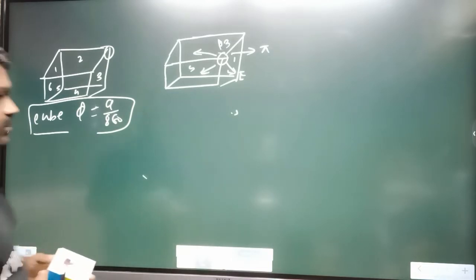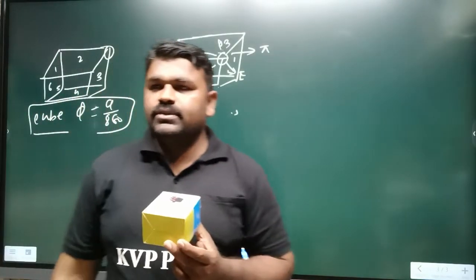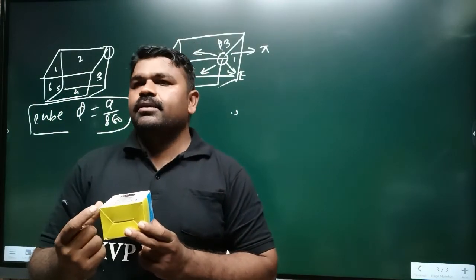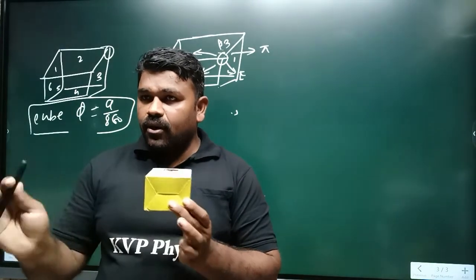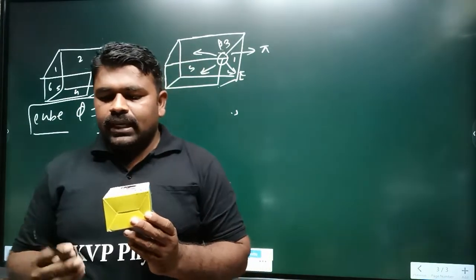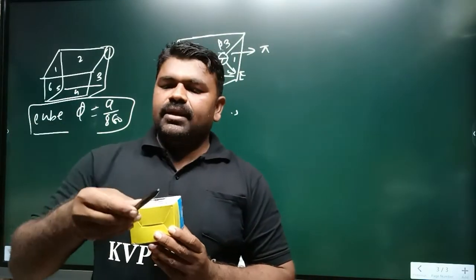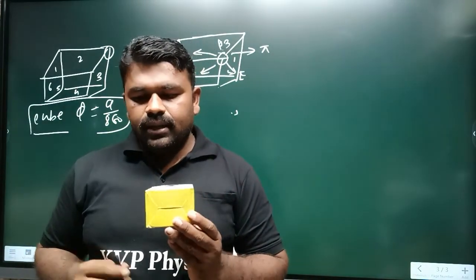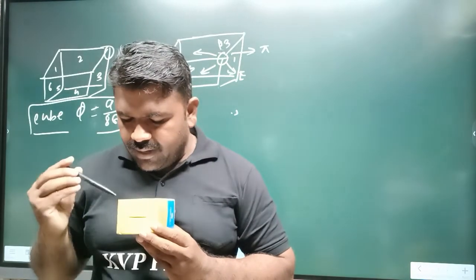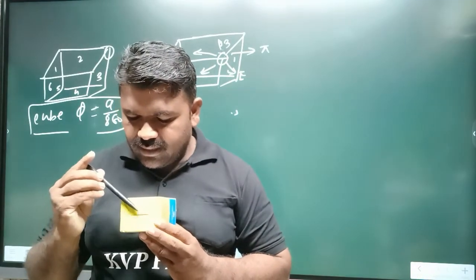See here. Suppose this one is a cube. We can place charges here. Electric field is scattered in all directions. Here the electric field is in this direction, here in this direction, and so on. Got it? Now, suppose we find out the electric field in this direction.